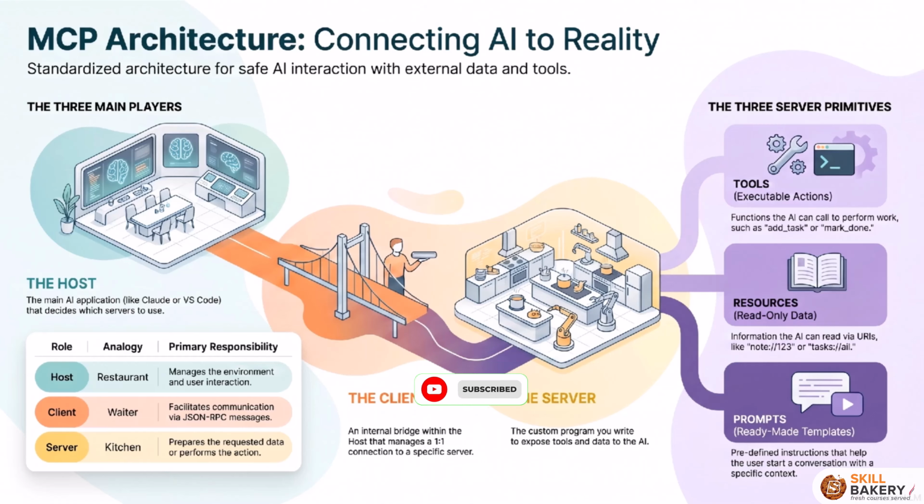The waiter is the only one who can carry a specific order from the dining room to the kitchen and bring the food back. The protocol is the order ticket. It's a standardized format, JSON RPC, that ensures the dining room and the kitchen understand exactly what is being requested, regardless of whether the waiter walks to the kitchen, STDIO, or calls it in from a remote location, HTTP.